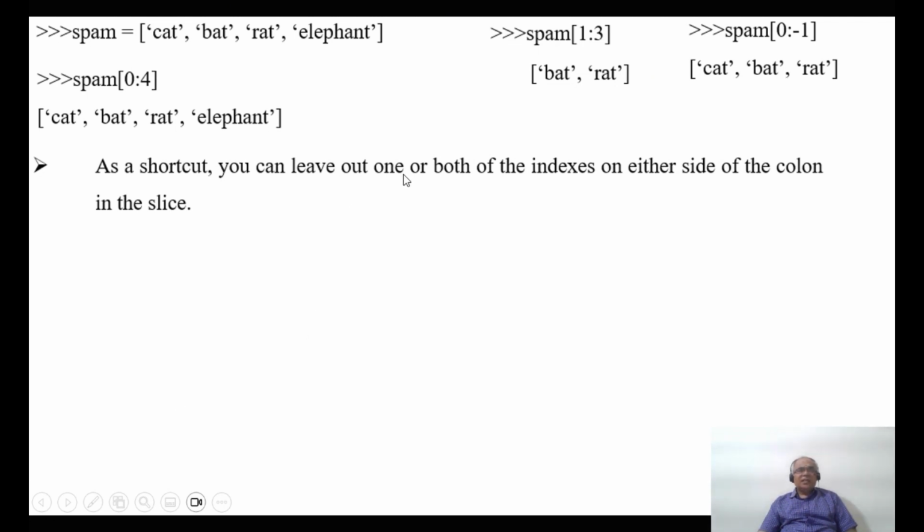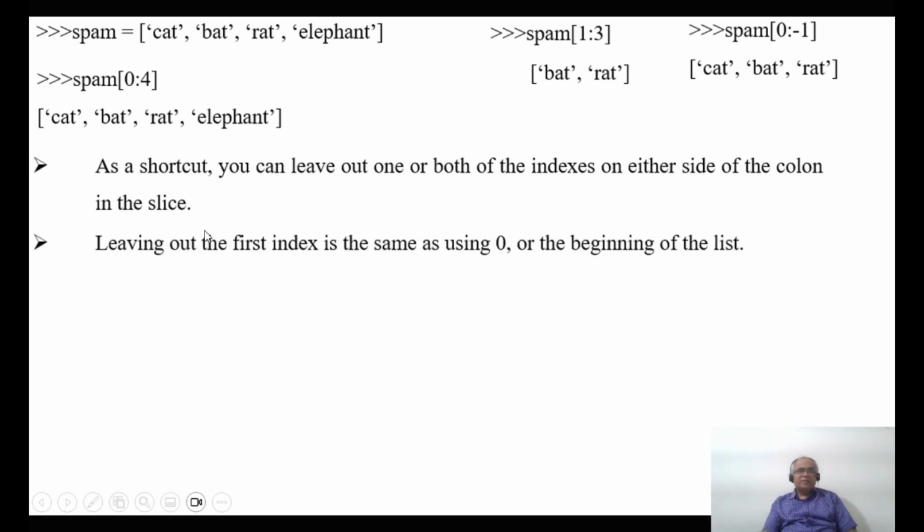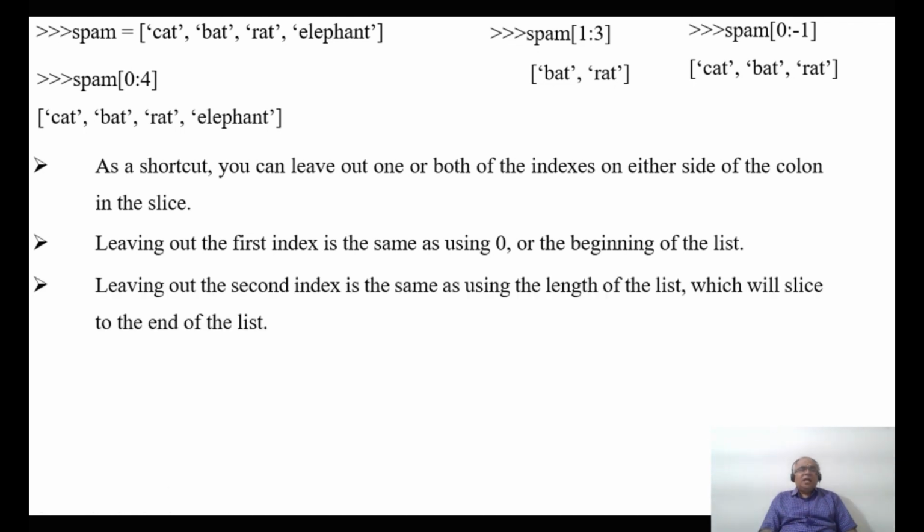As a shortcut, you can leave out one or both of the indexes on either side of the colon in the slice. Leaving out the first index is the same as starting from 0, or at the beginning of the list. And leaving out the second index is the same as using the length of the list, which will slice to the end of the list.